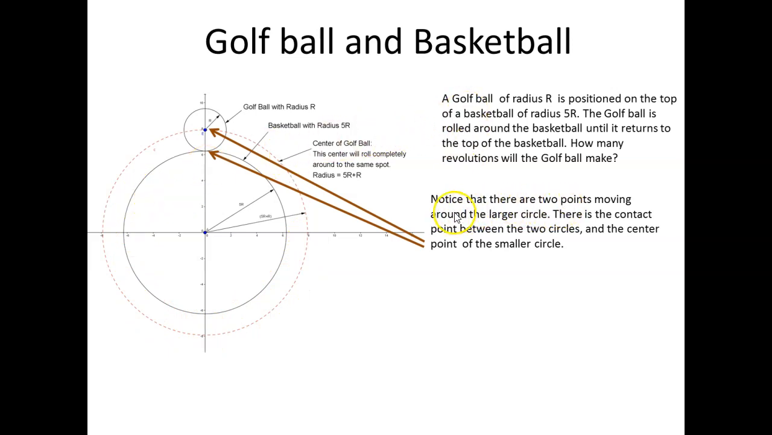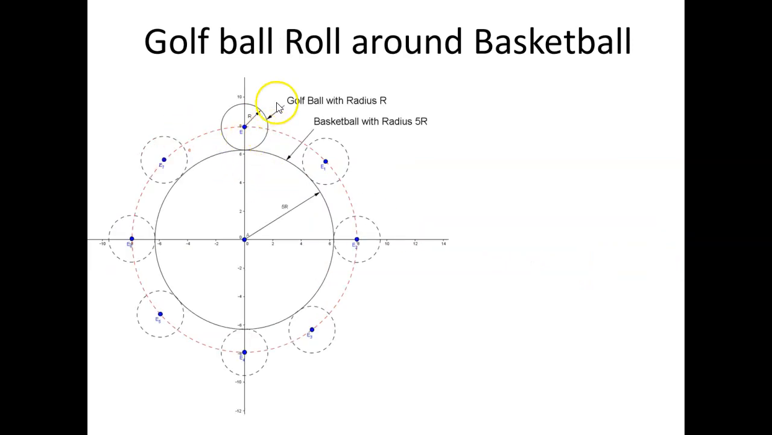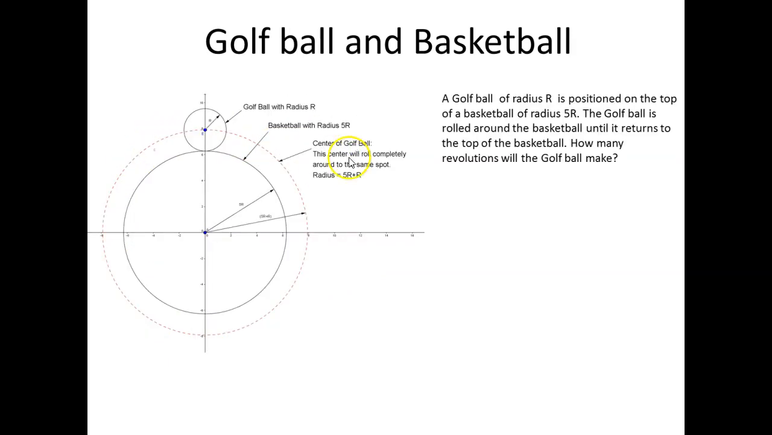Notice that there are 2 points moving around the larger circle of the basketball. There is the contact point between the 2 circles right there, and the center point of the smaller circle right there. And what we're doing is the golf ball with the radius r and the basketball with the radius of 5r, and we're going to roll this golf ball all the way around the basketball until it comes to the same spot. And like I said, here we go. This is what's going on.